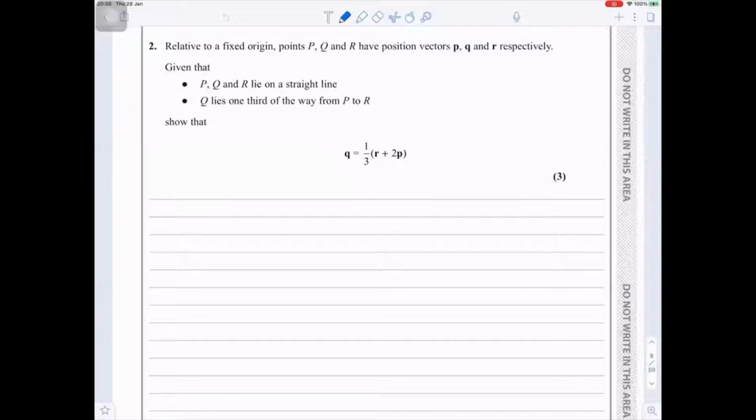Relative to a fixed origin, points P, Q, and R have position vectors p, q, and r respectively. Given that P, Q, and R lie on a straight line, Q lies 1/3 of the way from P to R. Show that q equals 1/3 bracket r plus 2p.